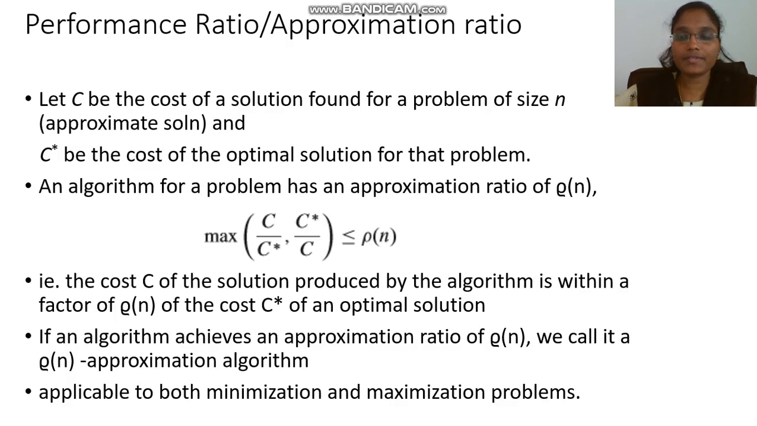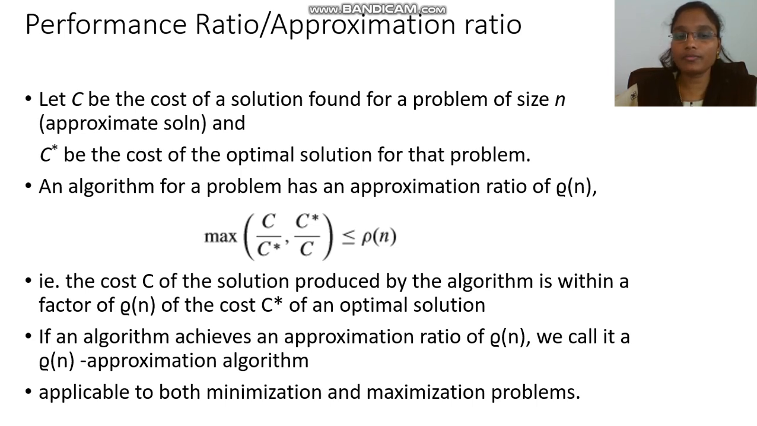Now here we have something called the performance ratio or approximation ratio. Let us assume that C is the cost of a solution found for a problem of size n, that is, an approximate solution. We said that we do not know the optimal solution, but here we just assume that we know its cost. So C star is the cost of the optimal solution for that problem.